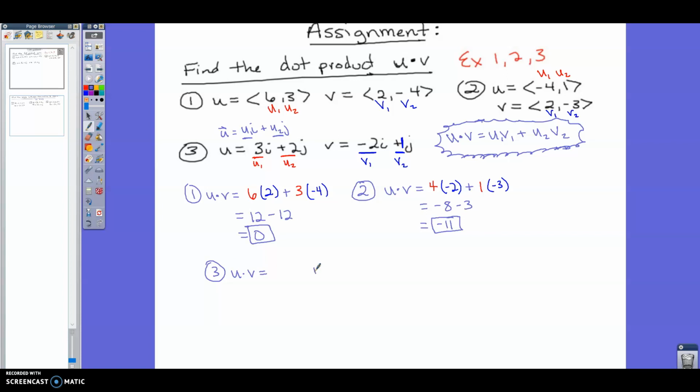So if we want to find the dot product, we're going to follow the same formula. So we have u1 times v1, so 3 times negative 2, and we're going to add u2, v2, so 2 and 1. So when we find our dot product, 3 times negative 2 is negative 6, 2 times 1 is 2, and when we add those, we get negative 4.